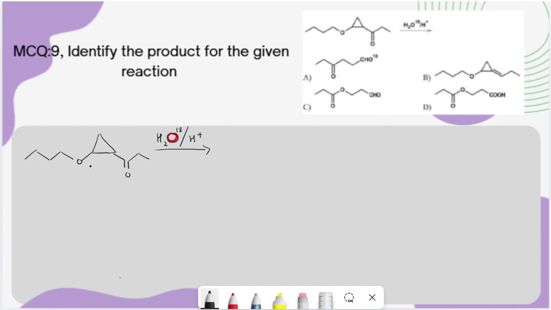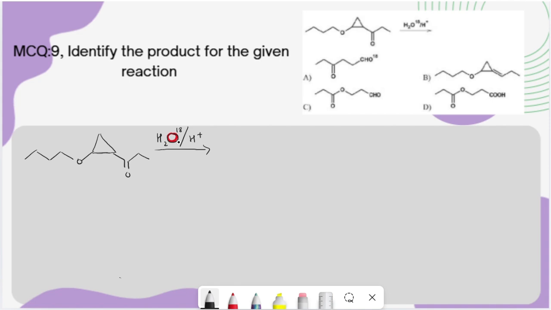It is a molecule with two functional groups. One is ketone, the other one is ether, and also we have a cyclopropane here. When it is treated with water in presence of acidic medium, what will be the product? So it's basically acidic hydrolysis. You can also observe here the oxygen given is oxygen-18, that is a labeled oxygen.